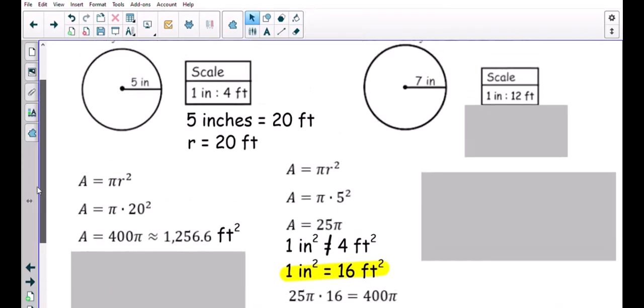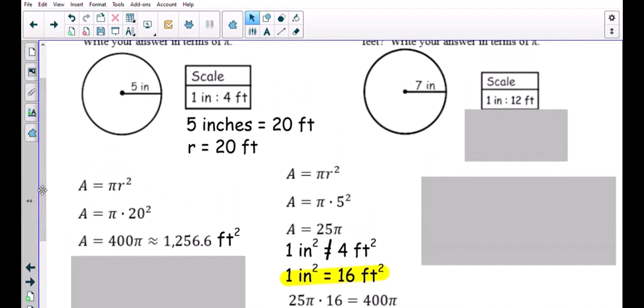I don't recommend doing it that way. I recommend converting into feet first and then finding your solution, but it can work. But you'd have to recognize that 1 square inch represents 16 square feet. You have to square the 4.